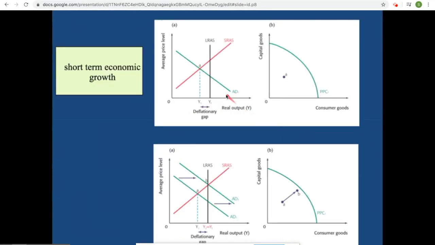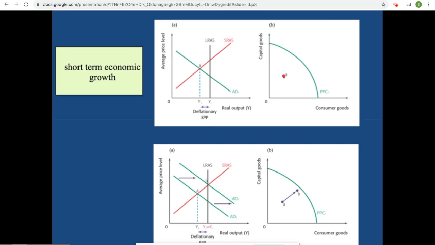We've already seen this. Now, I just wanted to compare the ADAS model with the PPC. So that's what we see over here. When we talk about short term economic growth, we know that that's because of aggregate demand. So let's say we're looking at an economy with a deflationary gap where its real output is at Y1 and not at the potential. So the economy is at point A. So, how do we show this on a PPC? We can show it at any point inside the PPC.